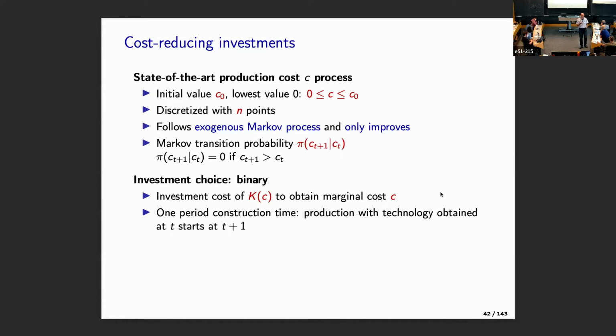We have to think about some initial states. So this is marked C naught, and without loss of generality, there's some lower bound. Let it be 0. So this is the interval where the progress in this cardboard production technology is happening. We will discretize it, so we will make it a discrete game, and there will be some transition probabilities, Pi, defined here.